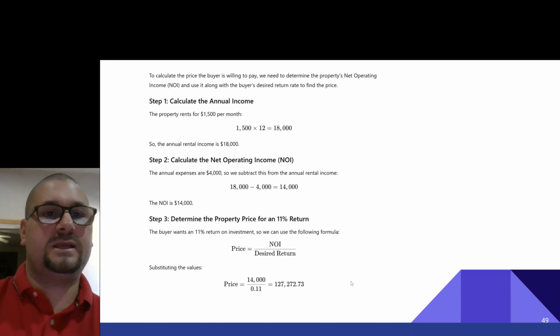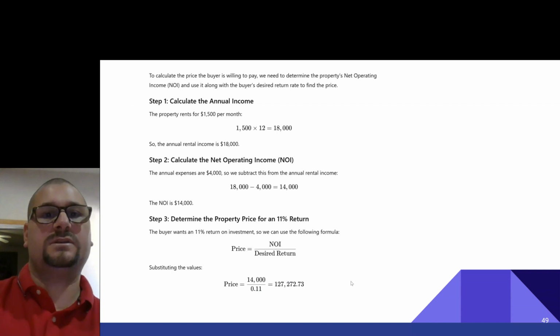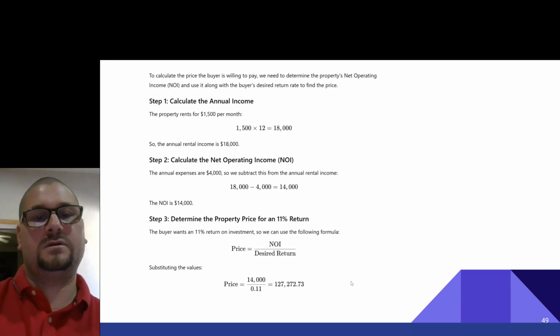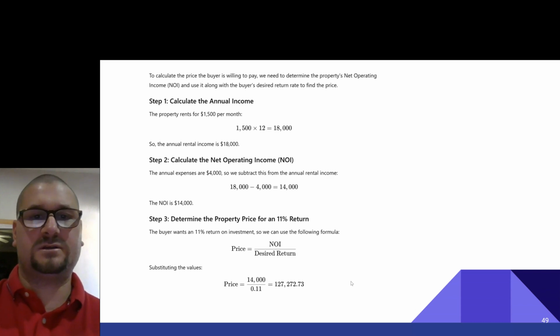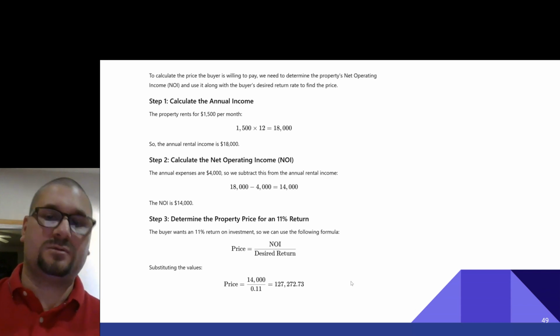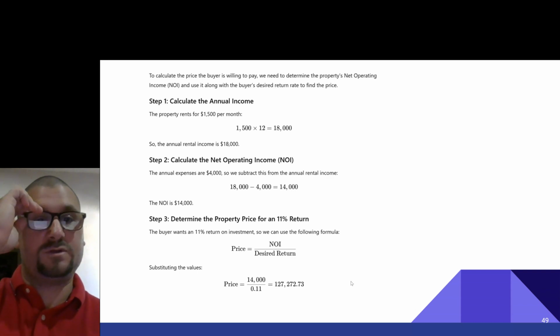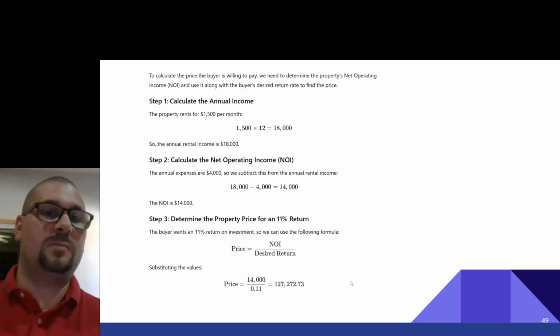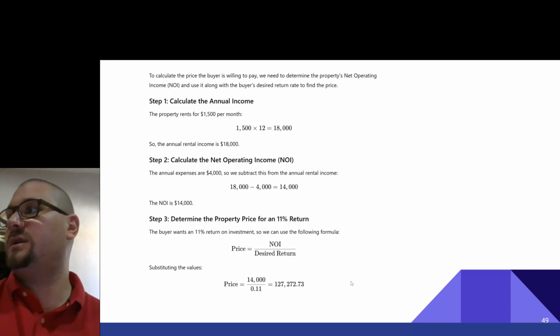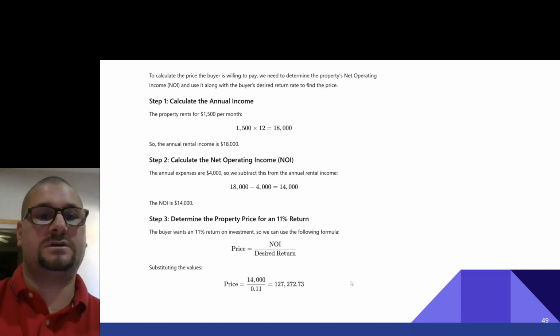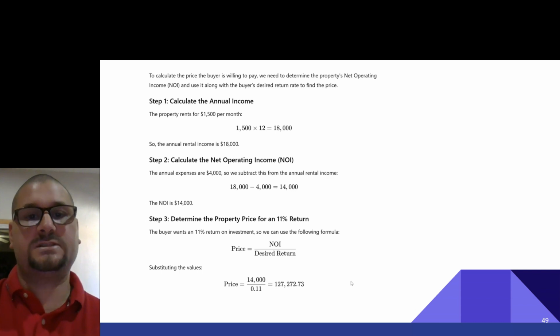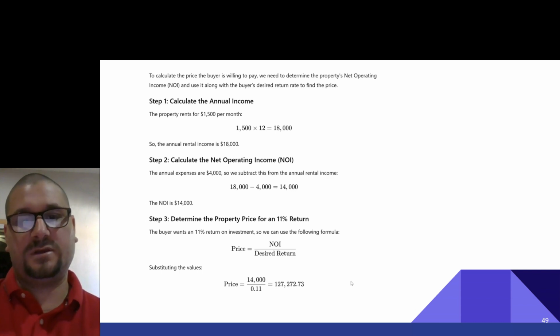So to calculate the annual income, the property rents for $1,500 per month. 1,500 times 12, that's 18 grand. So the annual rental income is 18 grand. Calculate net operating income. Annual expenses are $4,000. We subtract from the annual rental income, 18 grand minus 4 grand, gives you 14 grand. So the net operating income is $14,000.